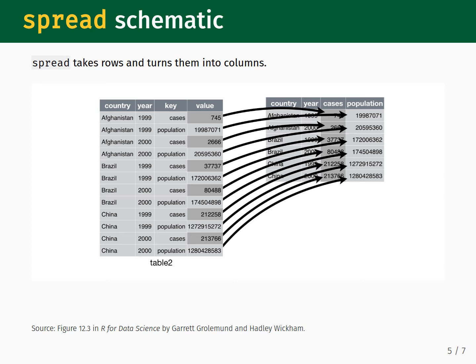What we are doing here is taking the two categories under the key column and using them as names of two new columns. This will create a cases column and a population column. Then, we take the numeric data under the value column and place it underneath either the cases column or the population column. Where it gets placed depends on whether, within the same row of the old table, the category in the key column said cases or population. Note that this operation preserves all relationships in the data.